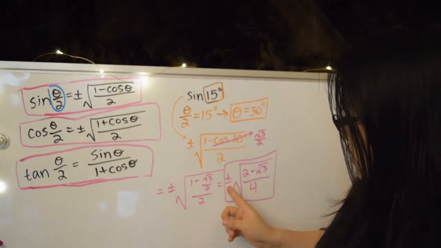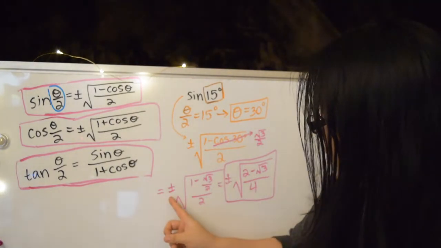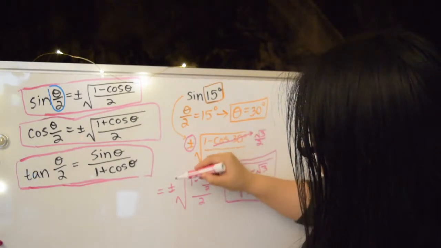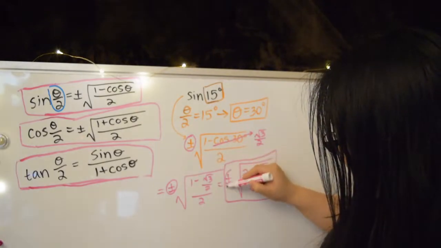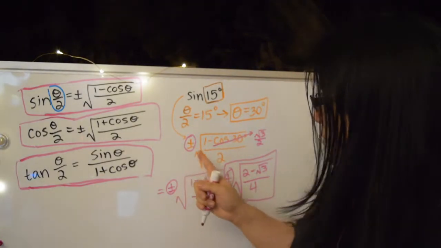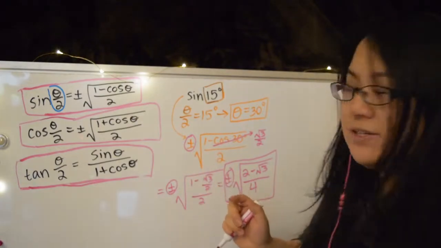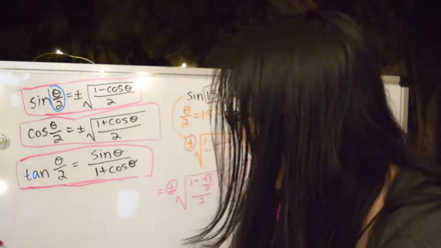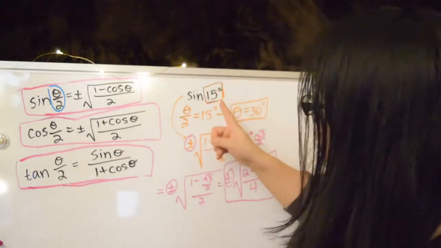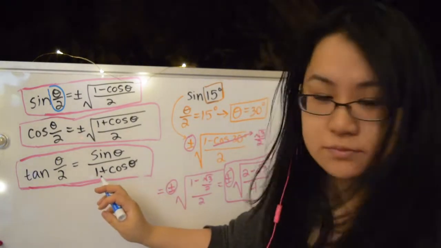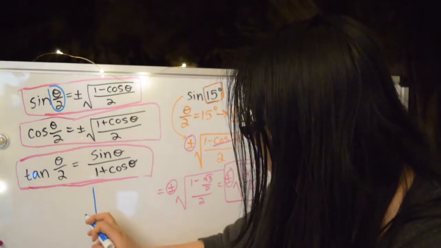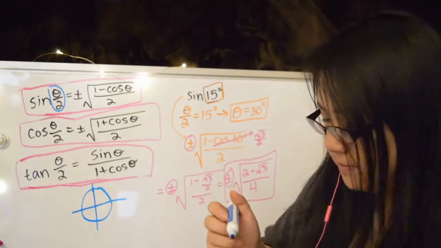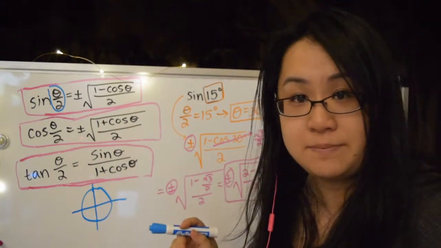Now the question is, do we pick plus or minus here and here? I'm just going to circle this here, because as you're going back, if you're reviewing this, I don't want that to get confusing. We leave the plus or minus, then we can go back and decide which one to pick. So what we need to do for that is to figure out which quadrant 15 degrees is in. We'll sketch a small unit circle here just to give a picture. But again, if you need to review this, let me know.